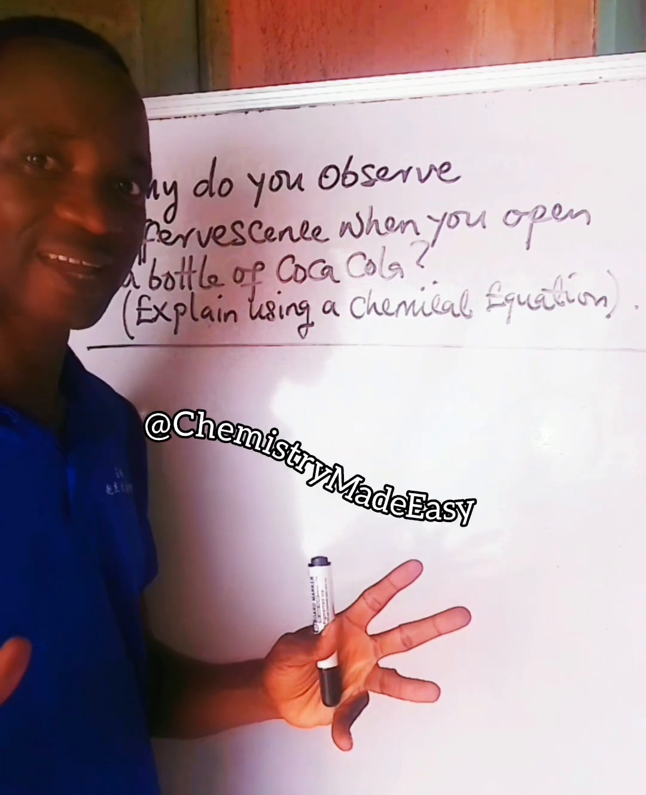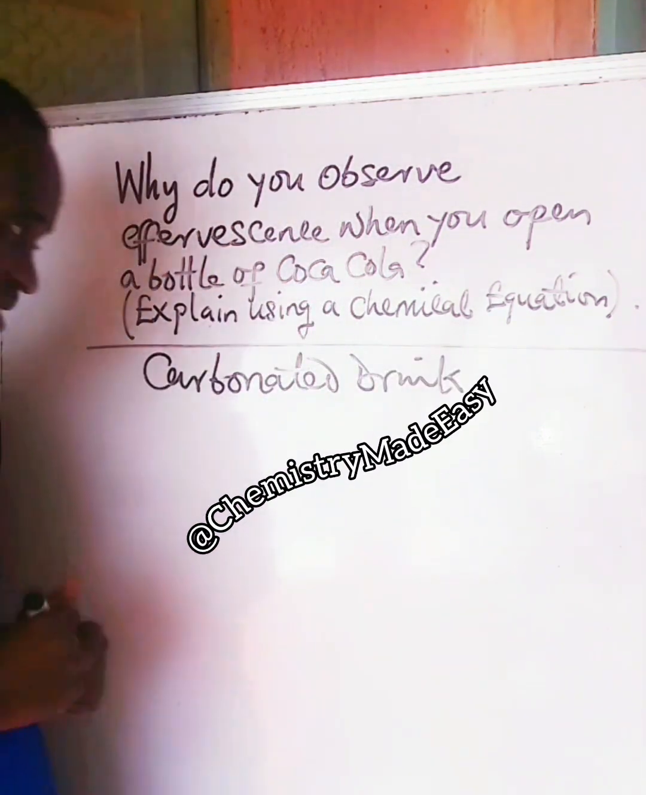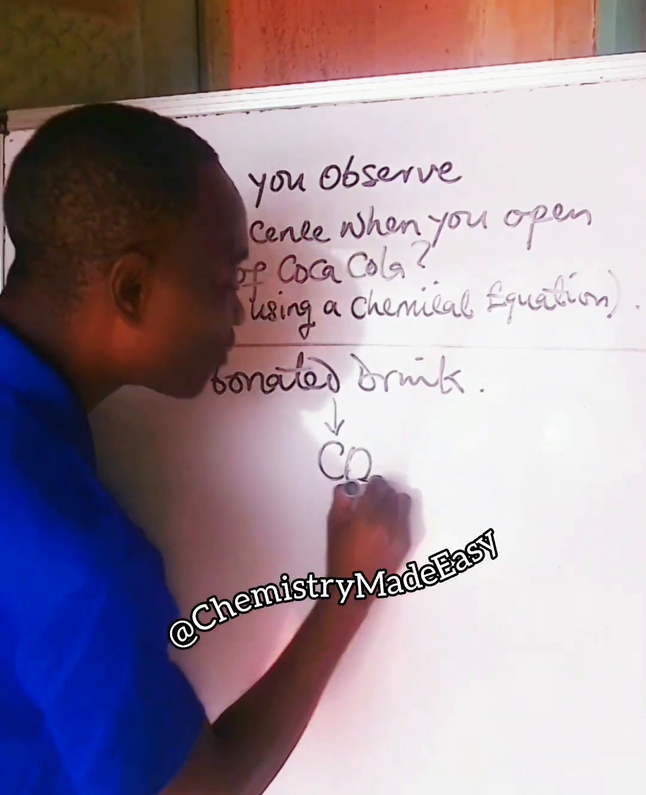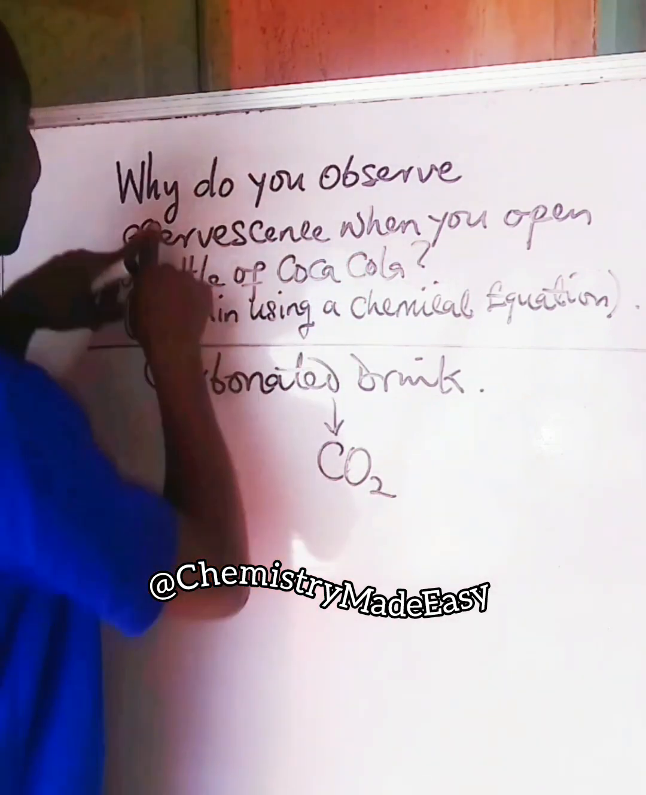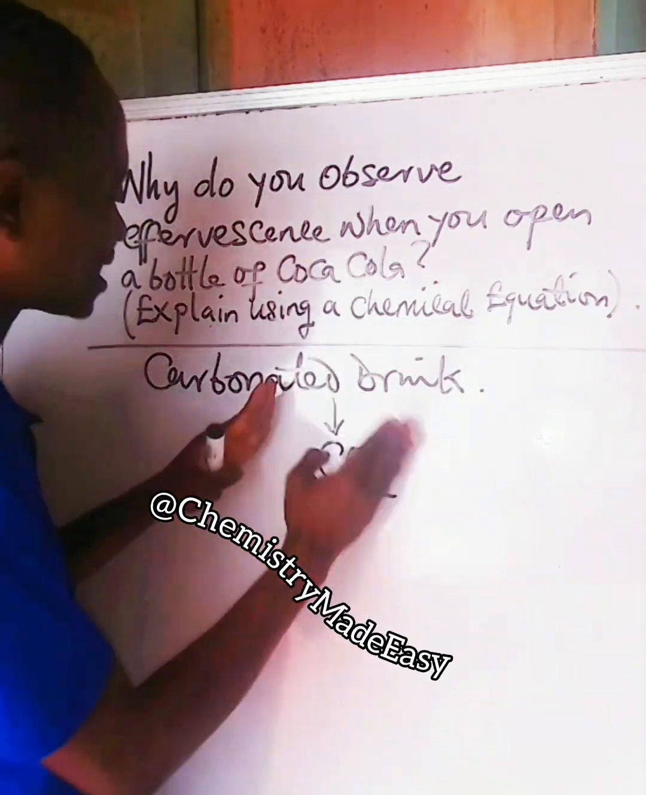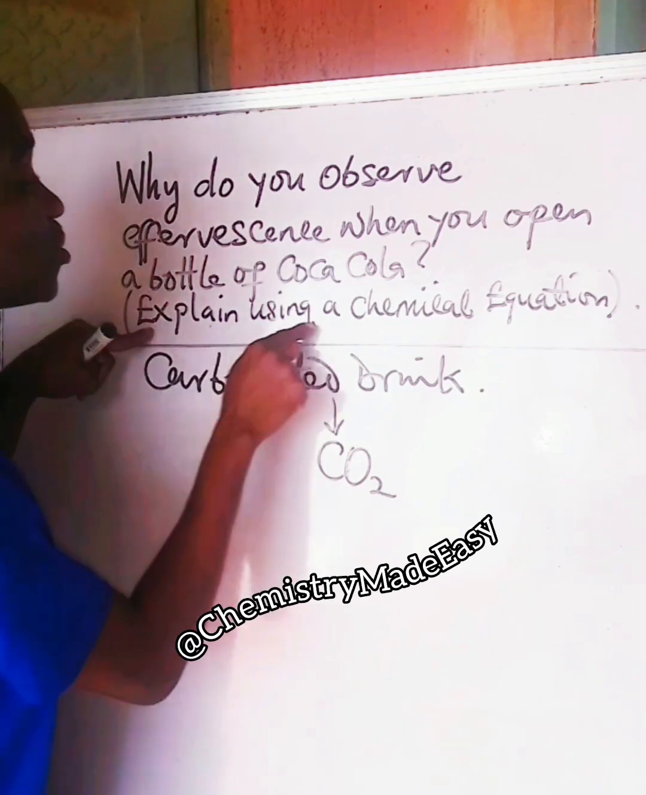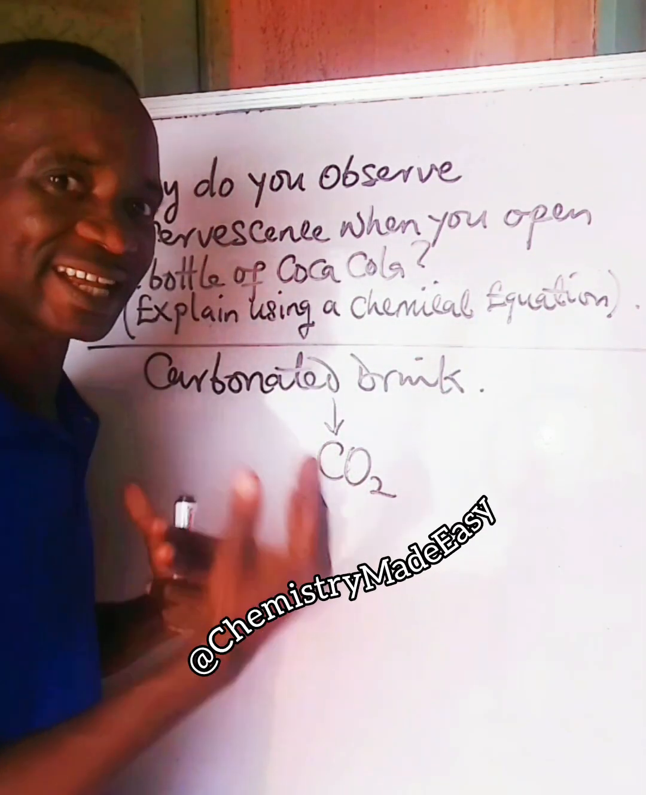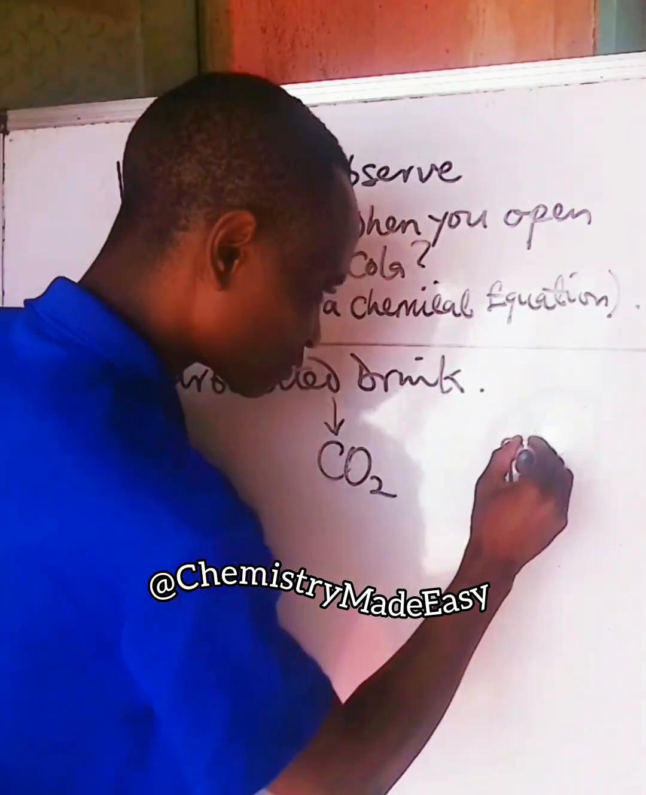Coca-Cola is classified as a carbonated drink. By carbonated, it means a drink that is able to produce carbon dioxide. So, carbon dioxide is responsible for the effervescence. But this explanation is not enough, because we are asked to explain using a chemical equation, which means we are going to explain the chemical reaction that produces this carbon dioxide.